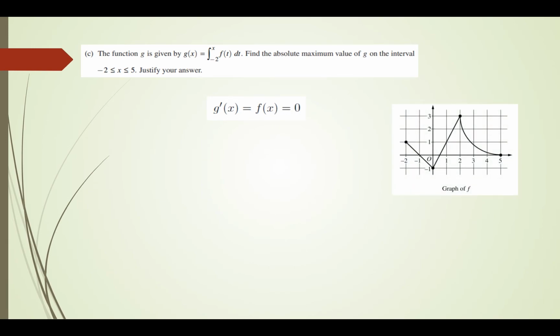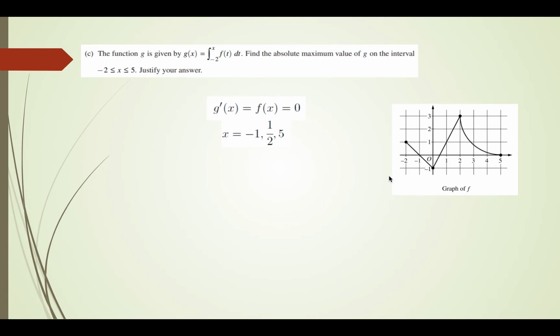So we pull up our graph of f again. And I notice it equals 0 right here at negative 1. It happens again at 1/2. And it happens again at 5. So we're going to list those. And those represent critical values. Those are places where you could have a maximum or a minimum. It doesn't mean you will have a max or a min, but they're possibilities of where you might have those.